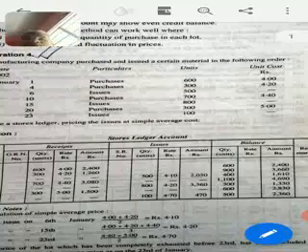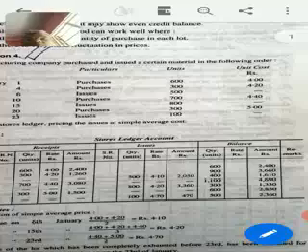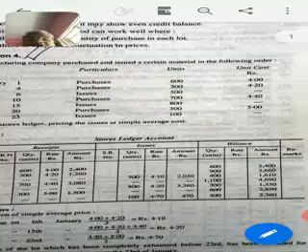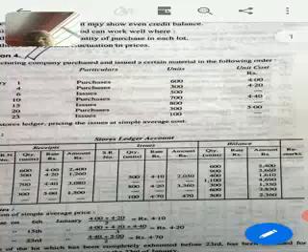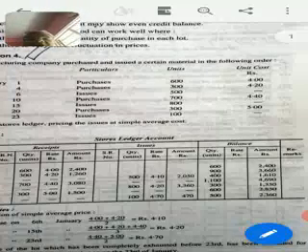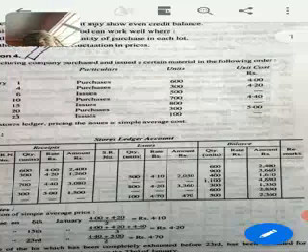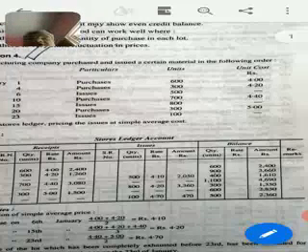Then comes a purchase of 300 units on, as you can see the date, the 4th. So 300 into 4.20 will be 1260, and 300 will be added with 600, so it will be 900, and 1260 will be added with 2400, and the resultant figure will be 3660. Then on the 6th there is an issue.